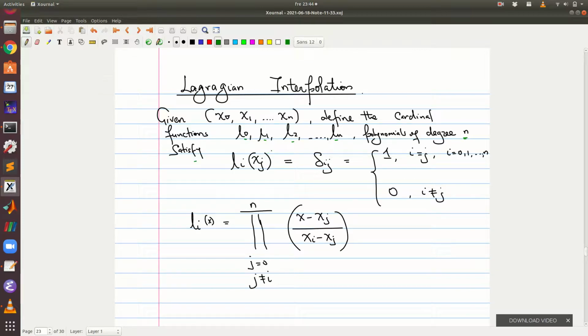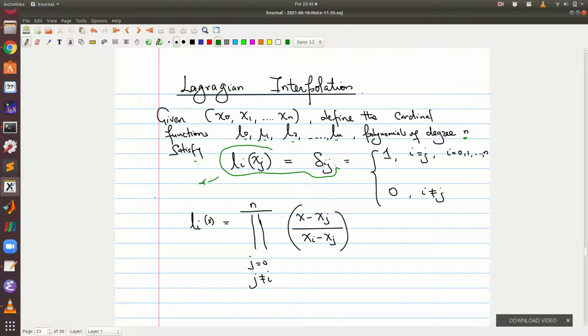satisfying this relation that Li of xj equals a Kronecker delta function. This is called a Kronecker delta function, and it is a function such that it takes on the value 1 when i equals j, and it takes on the value 0 when i is not equal to j. There is some quite serious implication about this.